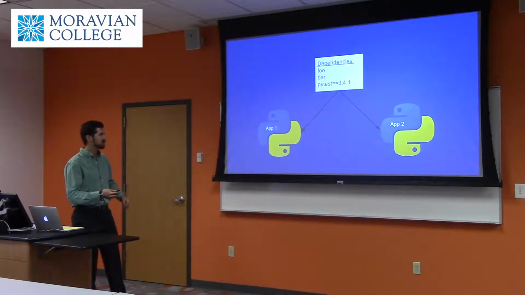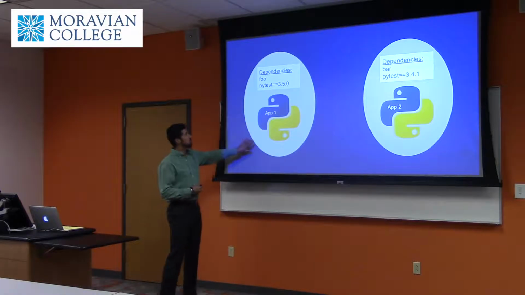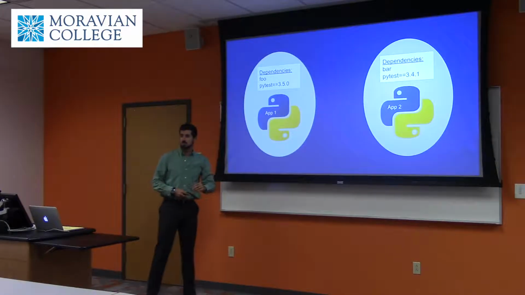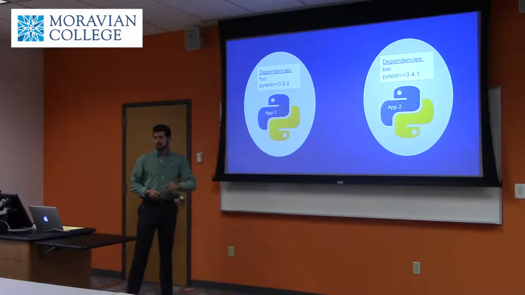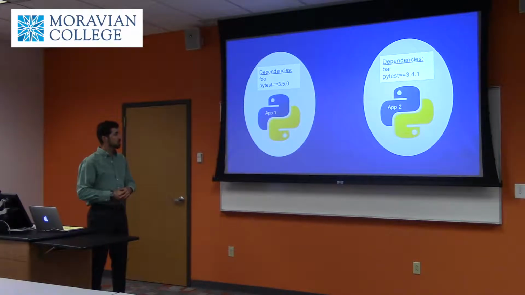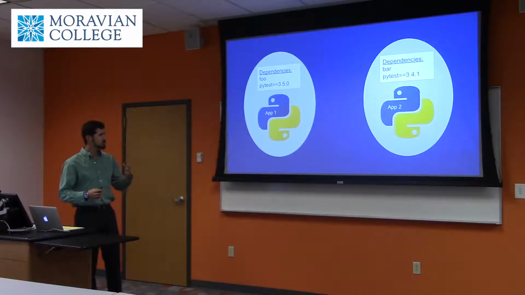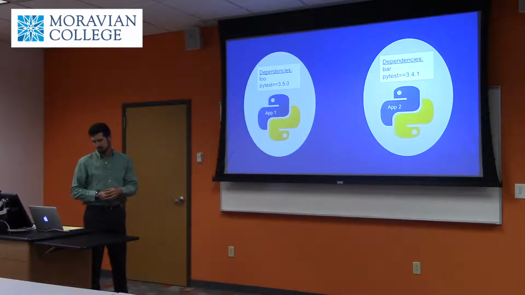This issue can be solved by using virtual environments. In this virtual environment, App 1 is able to only use its library foo and its desired version of PyTest 3.5. App 2 can also use its library bar and its version of PyTest 3.4.1. So each project can have its own dependencies regardless of what other projects want.